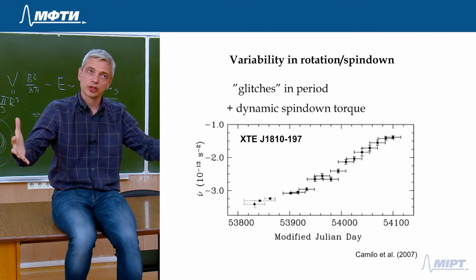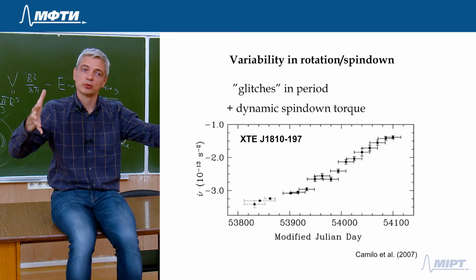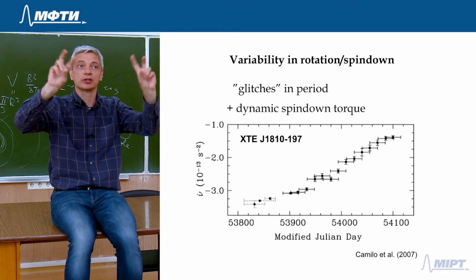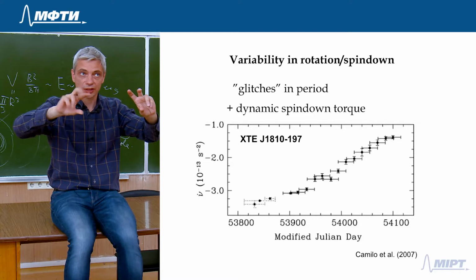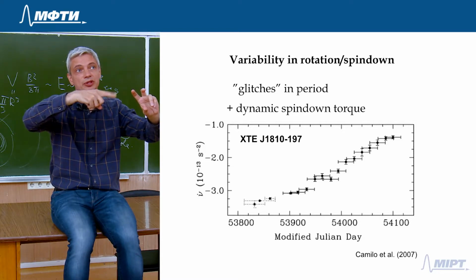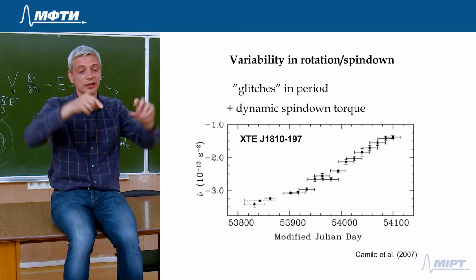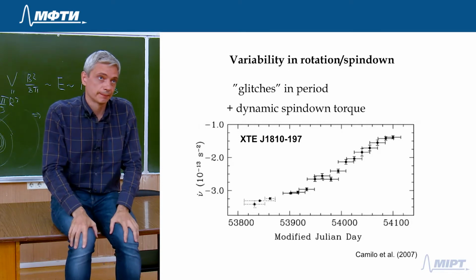But the angular momentum is conserved. And so the angular momentum lost by the superfluid is passed to the crust and the star itself. And it means that the star spins up. Okay, that's the spin-up glitch that we see.